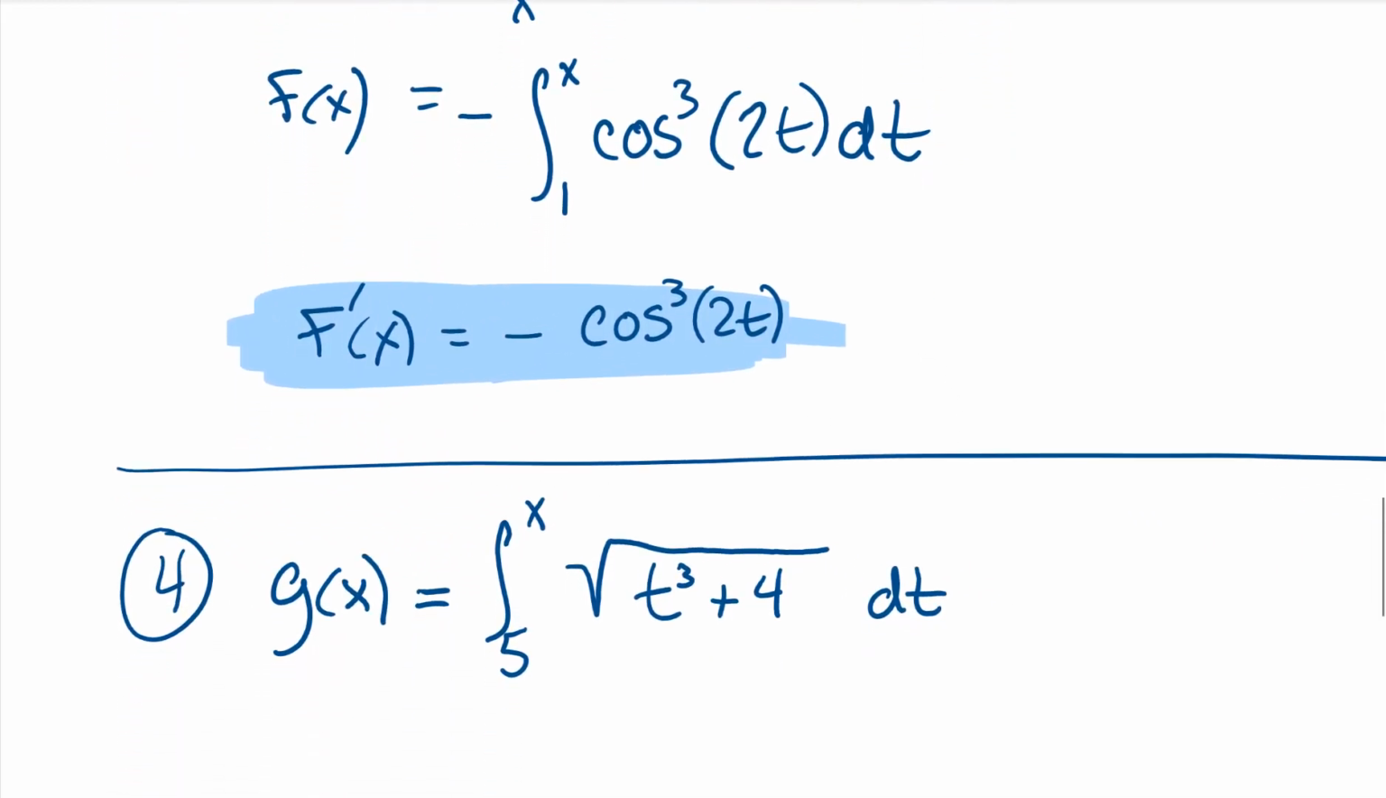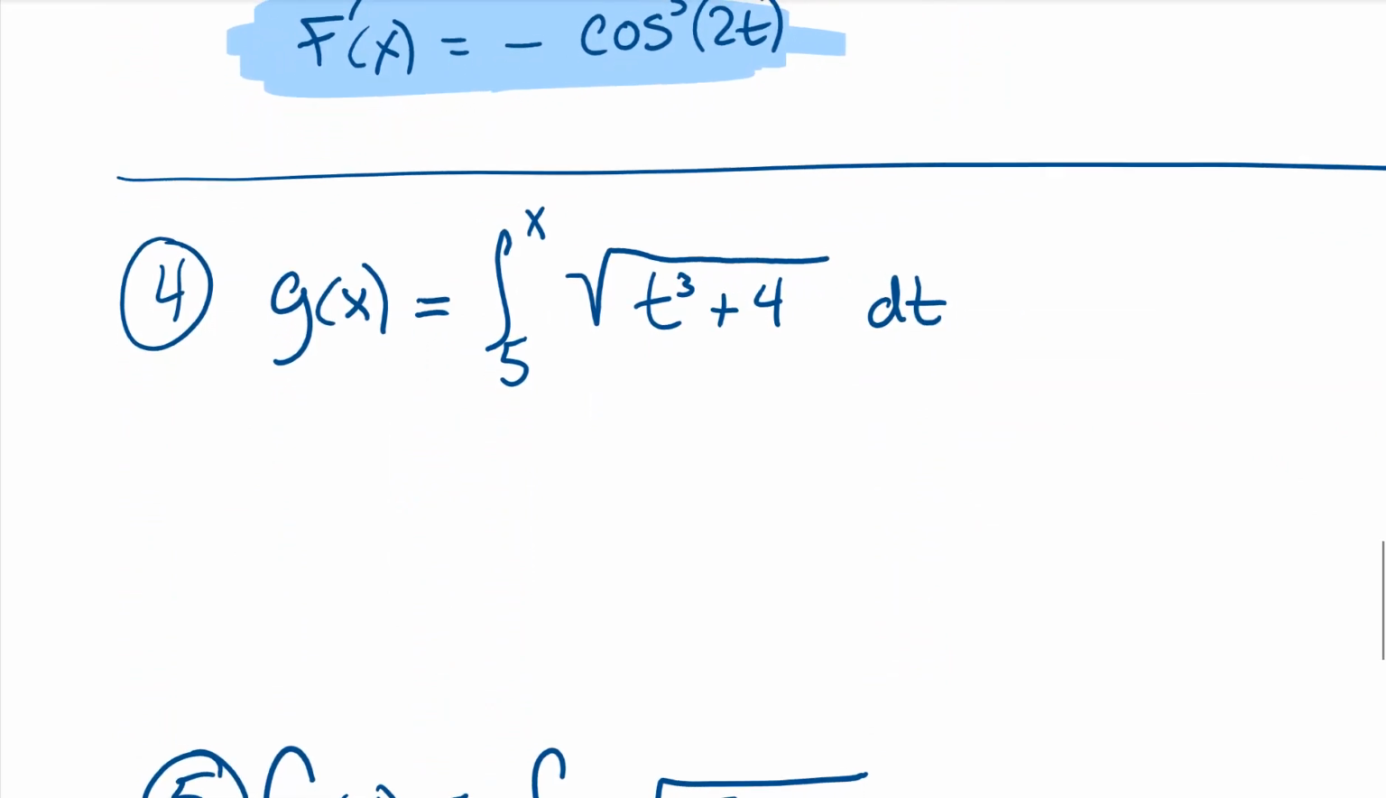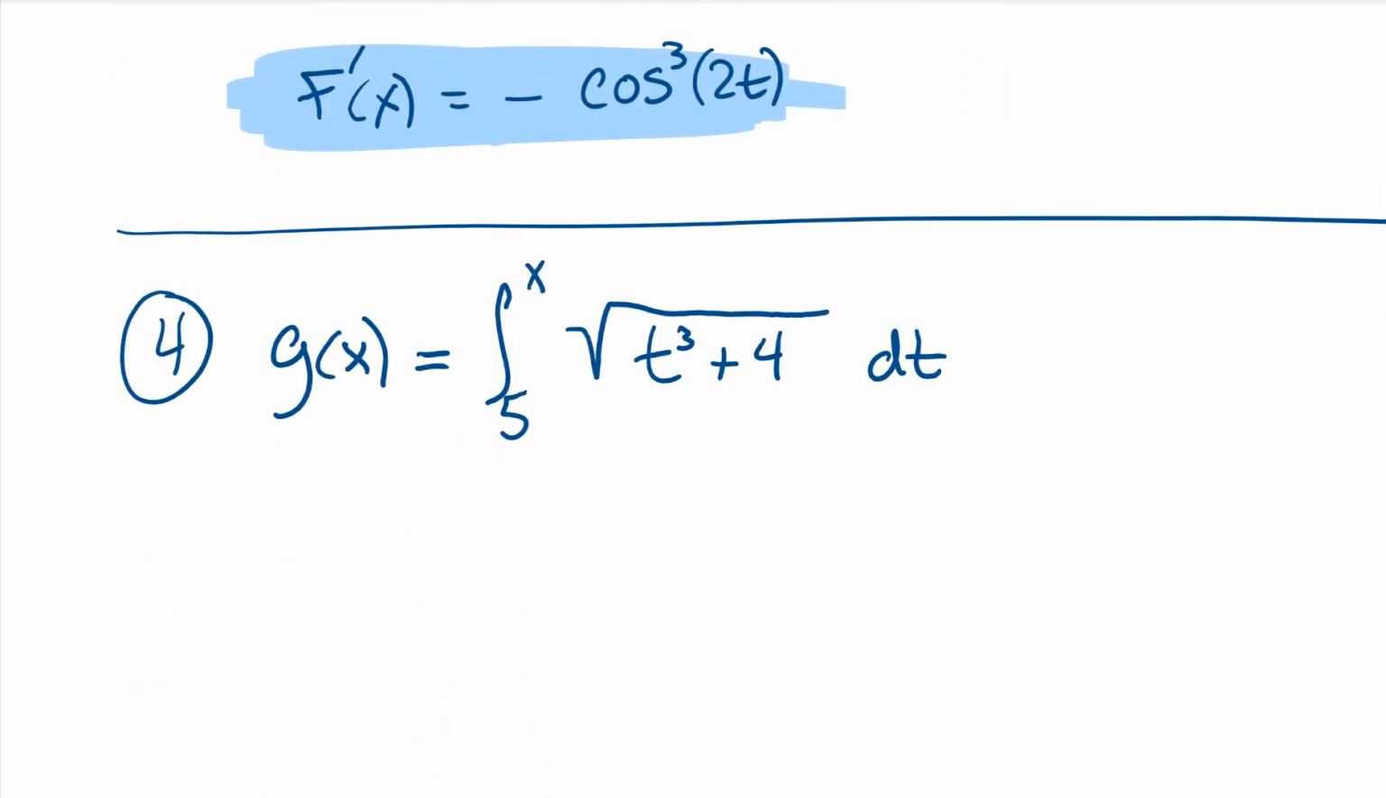Now let's start catching some patterns. Let's get into the game. This is a simple one. I'm just going to write down the solution. G prime of x is equal to x cubed plus 4. Oops, I forgot to multiply by 1. And then there's your solution, times 1, because the derivative of x is 1.